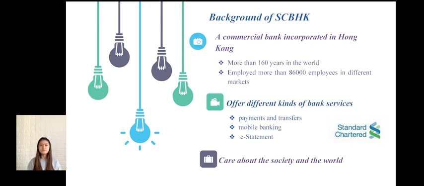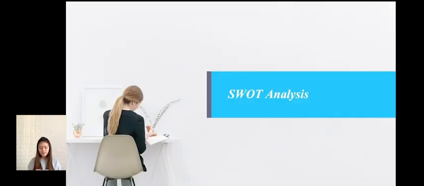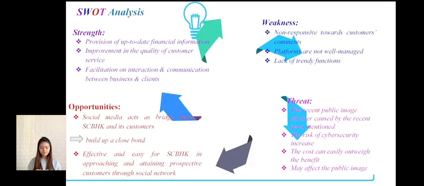Despite the bad news I mentioned, SCBHK still has some strengths. For example, it could provide up-to-date financial information, improve the quality of customer service, and also facilitate the interaction between SCBHK and its clients. However, there are several weaknesses.